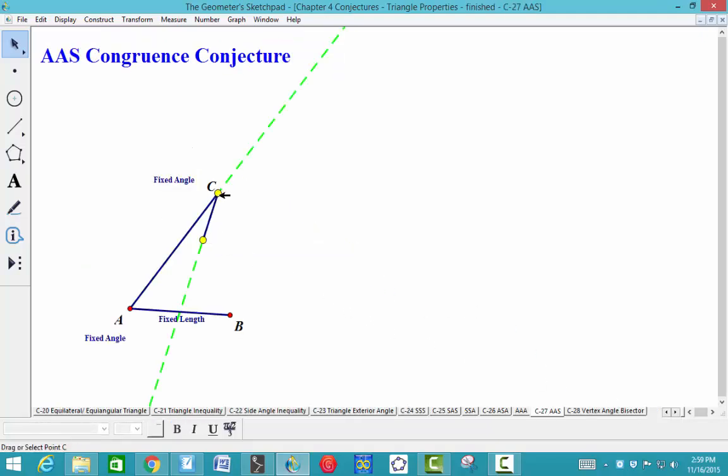Conjecture 27, angle, angle, side. So if I have a fixed angle and a fixed side, how many triangles can I make? As you pull out angle C, you can see there is only one triangle that can be made.